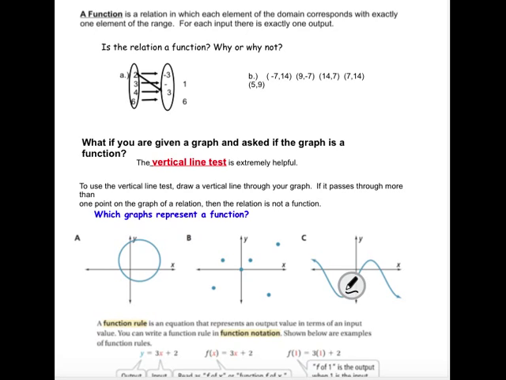So this mapping, does each x value have only one y value? Well, we see, kind of got messed up, but these are our inputs. And you notice that 2 goes 2 different places. So this, no, is not a function. Why? Because 2 has 2 outputs.